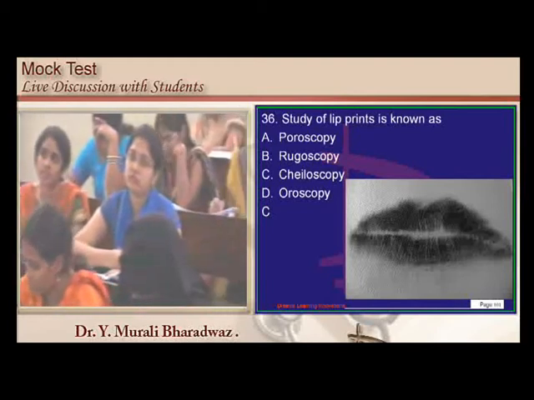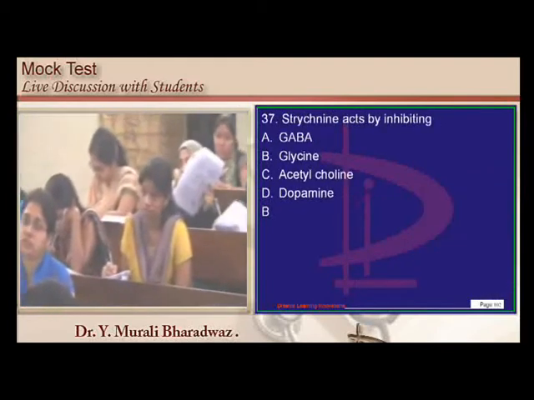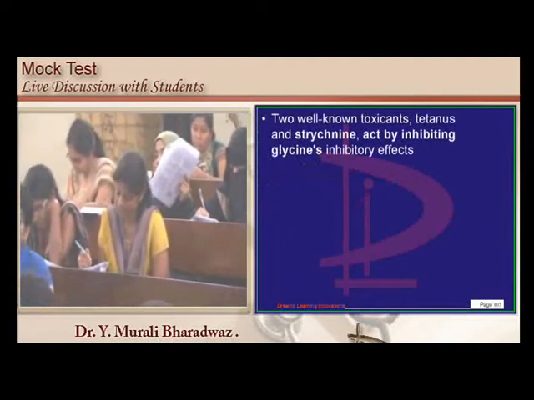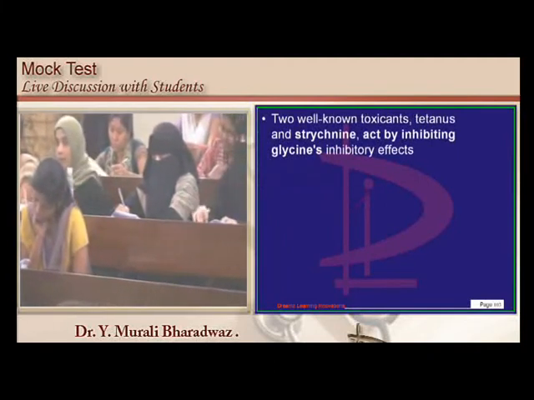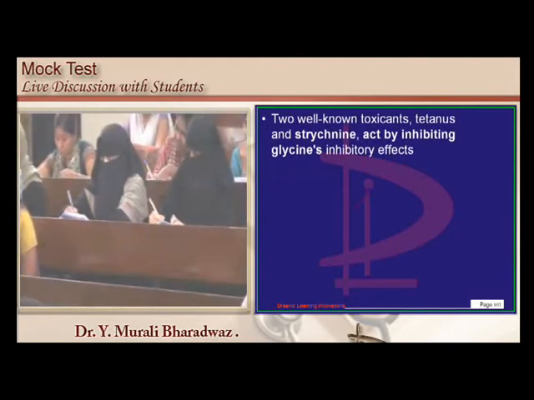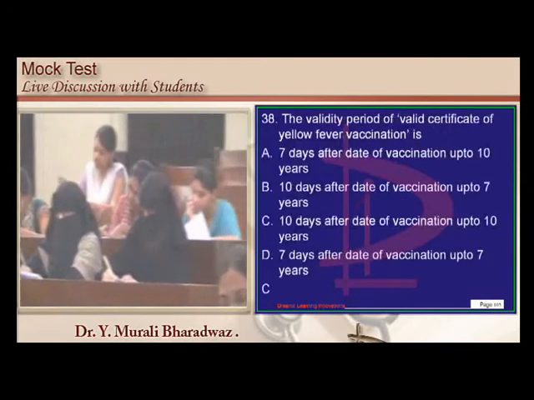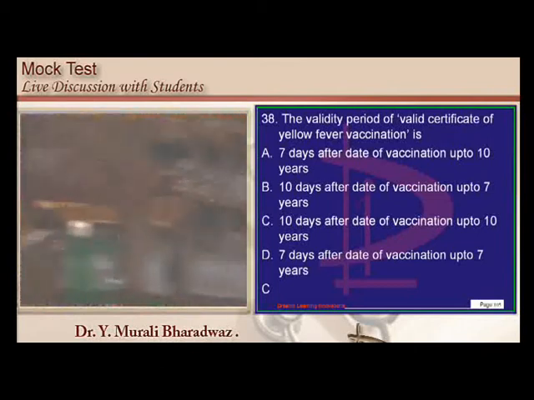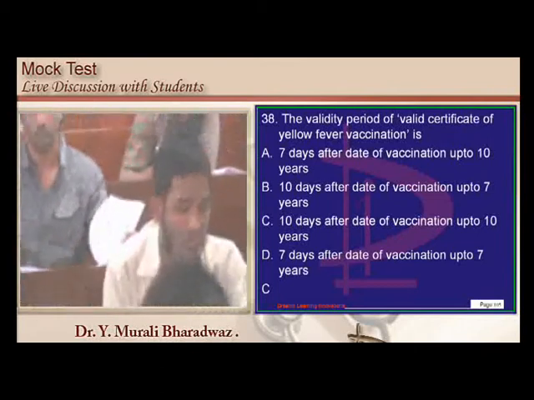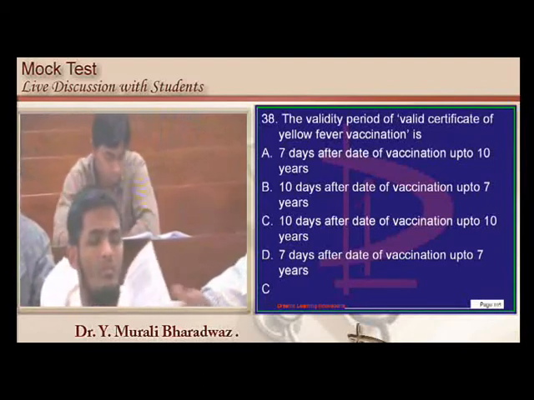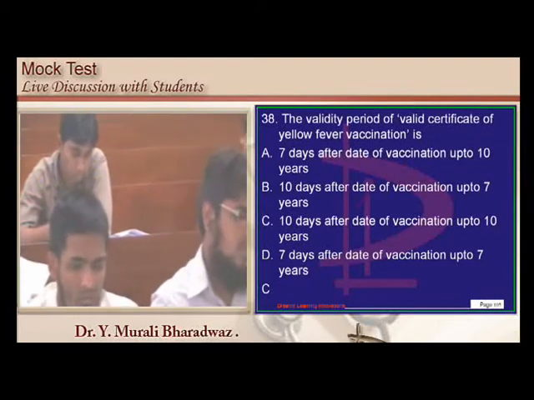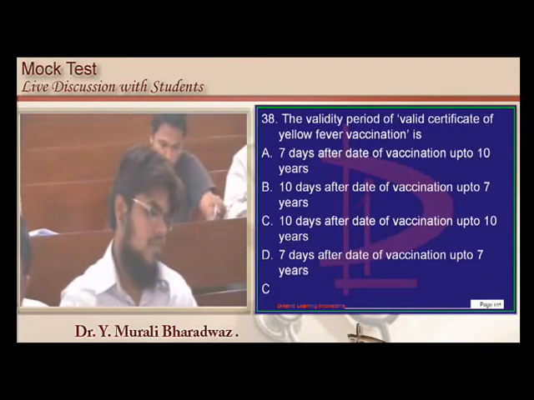Strychnine and tetanus both act by inhibiting glycine, which by itself is an inhibitory neurotransmitter. Inhibition of inhibition leads to excitement. That's what typically happens. Then what about yellow fever vaccination? The validity of the yellow fever certificate is from 10 days after the date of vaccination up to 10 years, as all of you know very well.